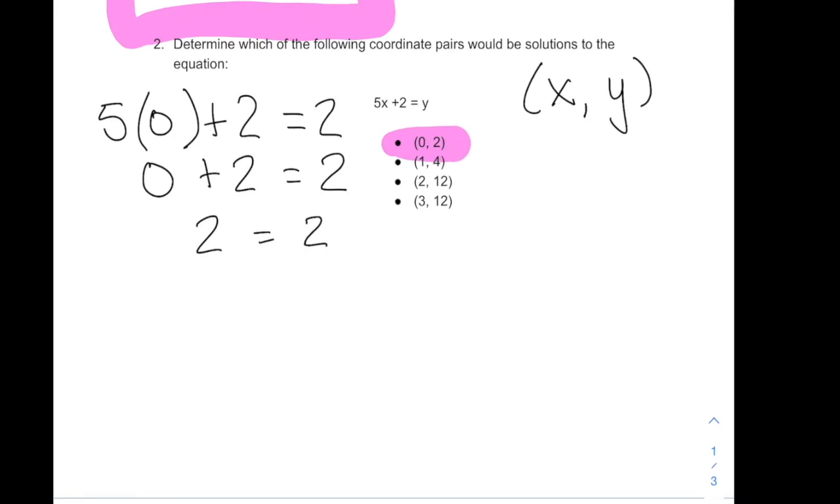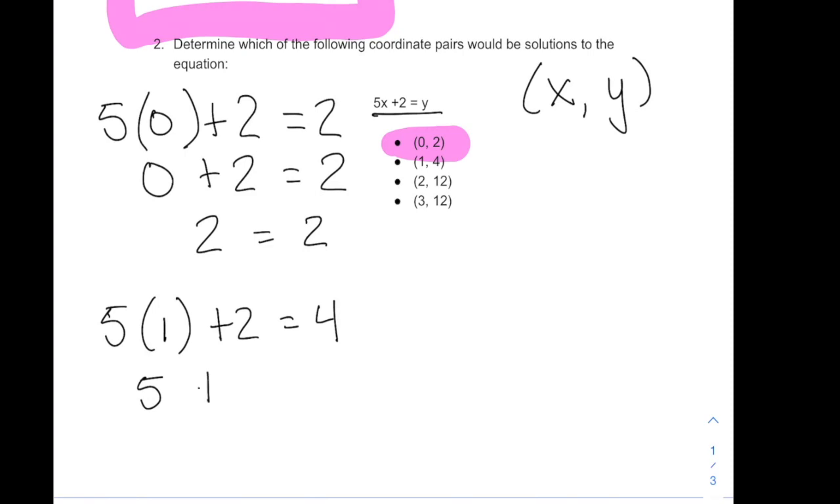Okay, now we're going to try 1, 4. So we have 5 times 1, because remember that x value comes first, plus 2 from that original equation equals 4, because y is 4. 5 times 1 is 5, plus 2 equals 4. 7 equals 4 is not a true statement. So 1, 4 is not an option that would work.